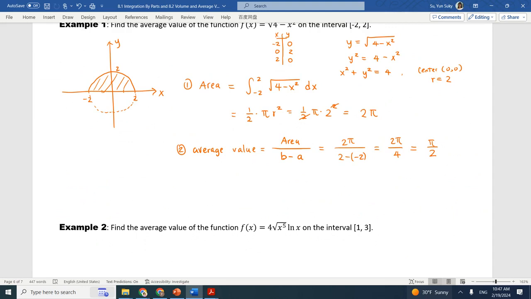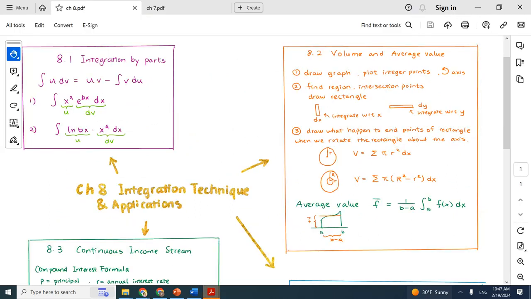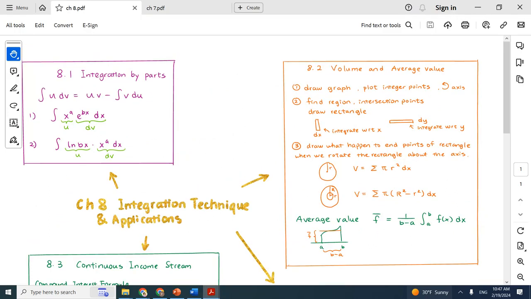Remember, if you see power function times exponential function, you let u be the power function, and dv be the exponential function. Okay, integration by parts. If you see natural log times power function, you let u be the natural log, and then the remaining is the dv.